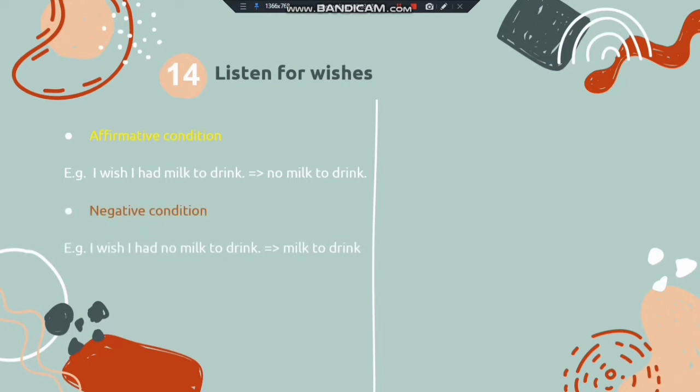And then the second one, negative wishes. If you find a negative wish, choose the answer that implies an affirmative reality. For example, "I wish I had no milk to drink." So you have to choose the answer that says you have milk to drink. And then the third one, past tense. Choose the answer that implies a present reality. For example, "I wish she were me." It means that she is not me.